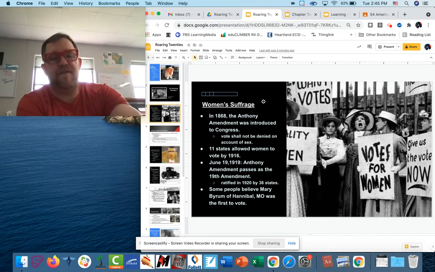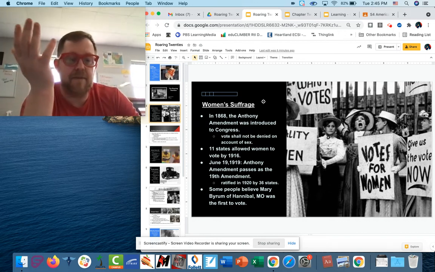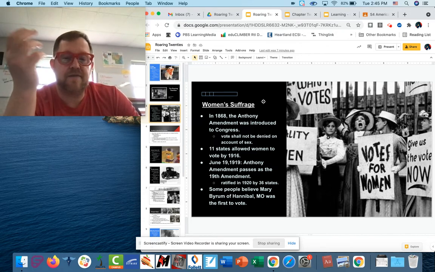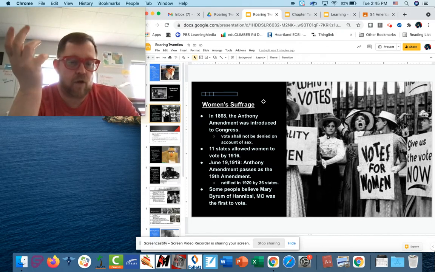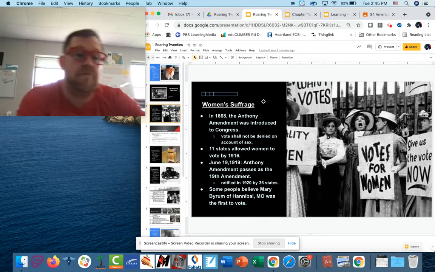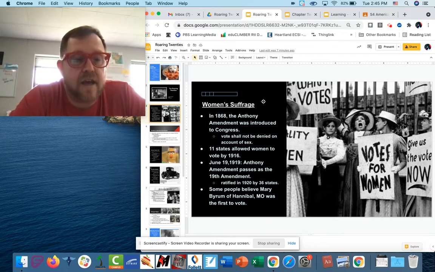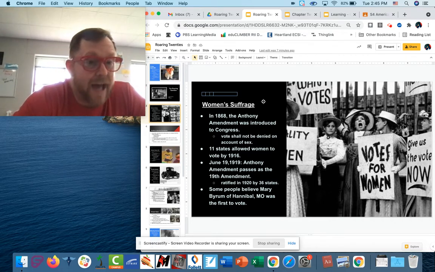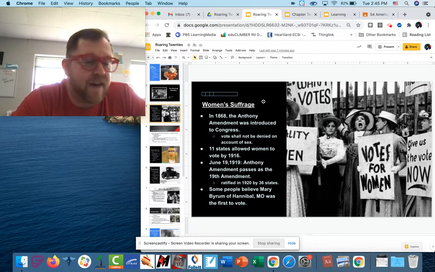In 1868, when the 15th Amendment was passed, the amendment that gave men of different colors the right to vote, a women's group suggested something called the Anthony Amendment. That Anthony Amendment is named after Susan B. Anthony, one of the leading suffragettes of that time. She was big into the feminist movement, so things were named after her. The Anthony Amendment was introduced to Congress in 1868, and basically what it said is that votes shall not be denied on account of sex. So if that would have passed, women would have been allowed to vote.